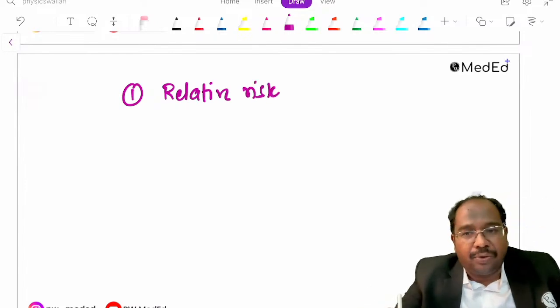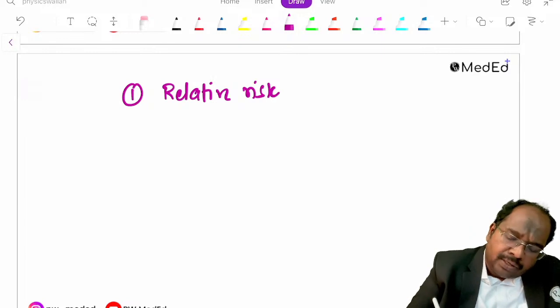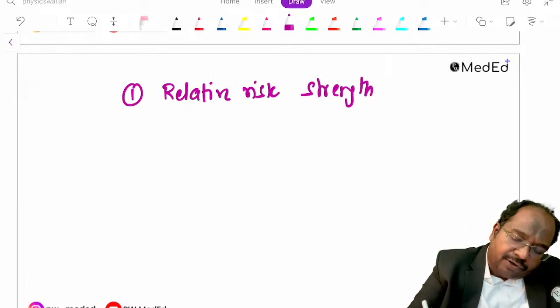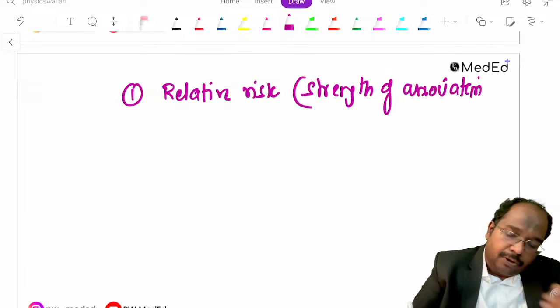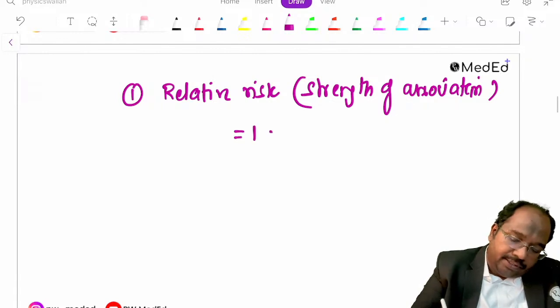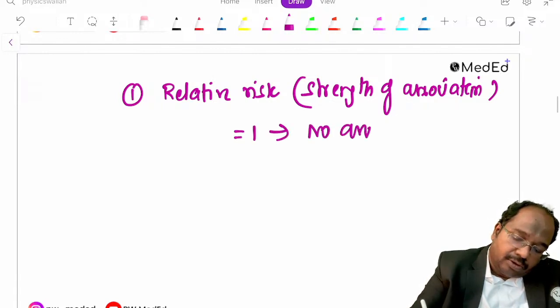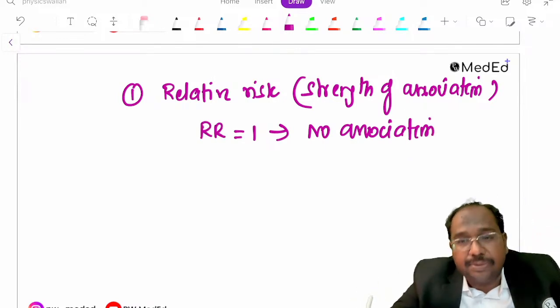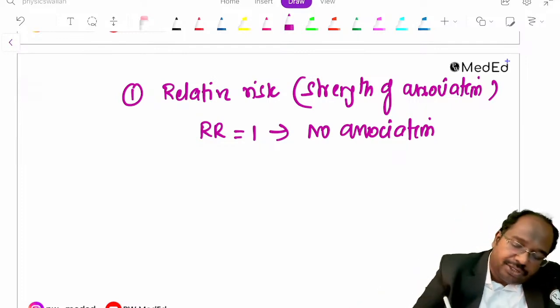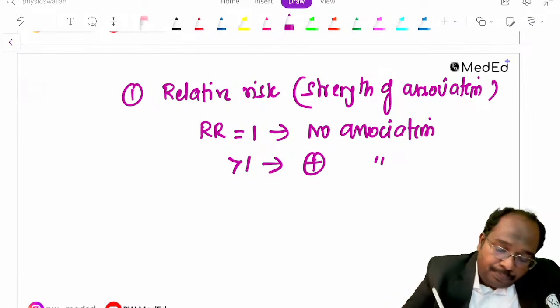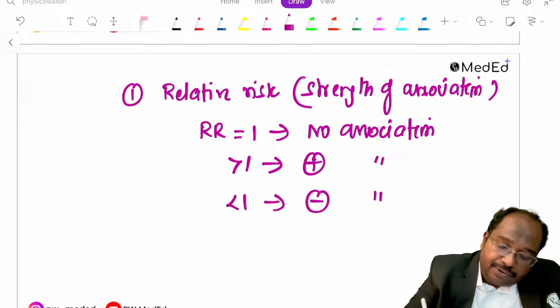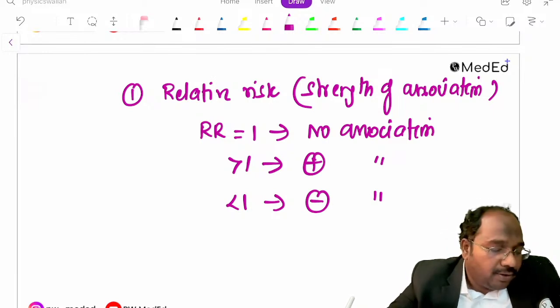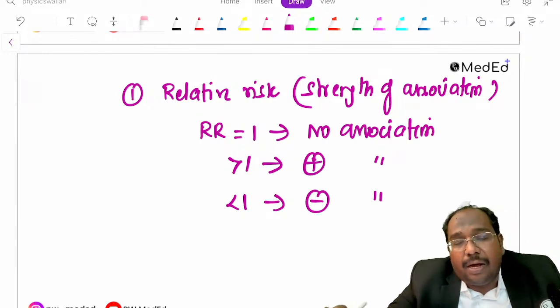Okay, so 1 or 2 years back you had a question. Relative risk also indicates strength of association, with the same interpretation as odds ratio. The question usually comes from these areas, so try to understand the concepts. Equal to 1 means no association. More than 1 means positive association, that is a risk factor. Less than 1 means negative association, that means protective factor. Okay, fine.